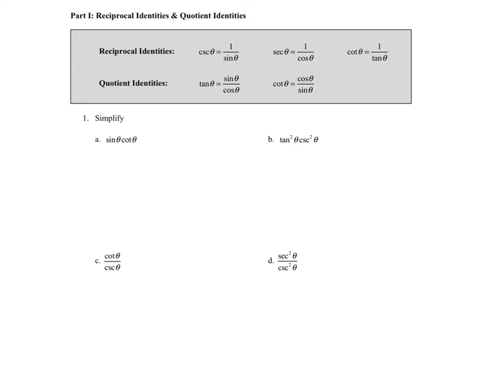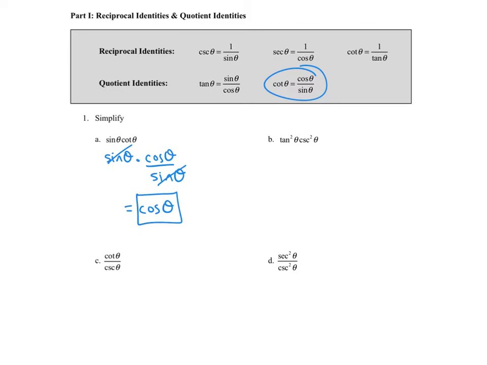In this video, we will be learning about trigonometric identities and simplifying expressions using trig identities. We're going to start with the reciprocal identities and the quotient identities to simplify these expressions. In this first example, I'm going to rewrite cotangent as cosine x over sine x from above. So I get sine theta times cosine theta over sine theta. And the sine thetas cancel out, leaving us with cosine theta.